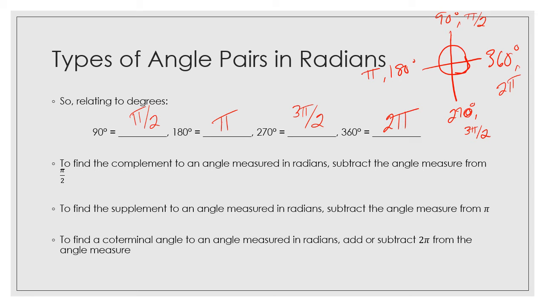So to find the complement to an angle measured in radians, we want to subtract whatever angle measure we're given from pi over 2, because as we know now, pi over 2 is the same thing as 90 degrees in radians. So let's say I'm given something like pi over 6. All I would need to do is subtract: it would be pi over 2 minus pi over 6. To find the supplement to an angle measured in radians, subtract the angle measure from pi, because we now know that pi is equal to 180 degrees. And then to find a coterminal angle measured in radians, we want to add or subtract 2 pi from the angle measure, because we know now that 2 pi is the same thing as 360 degrees.